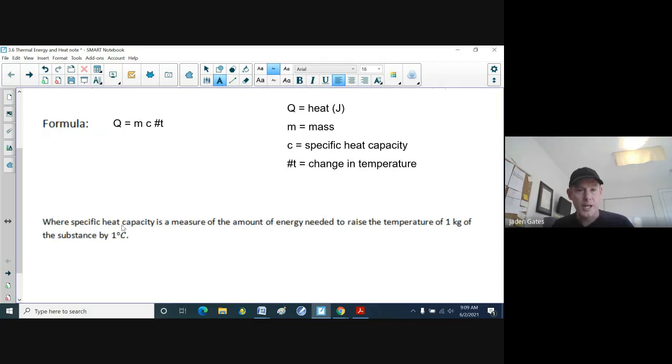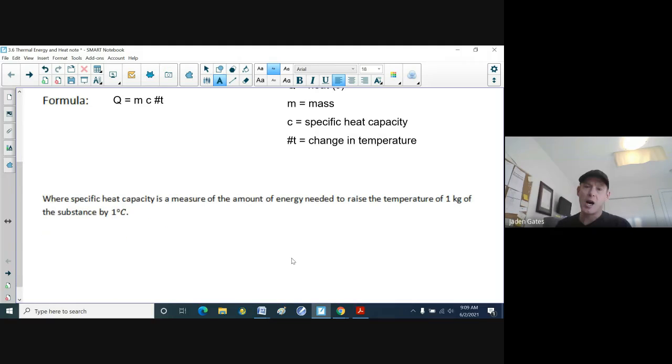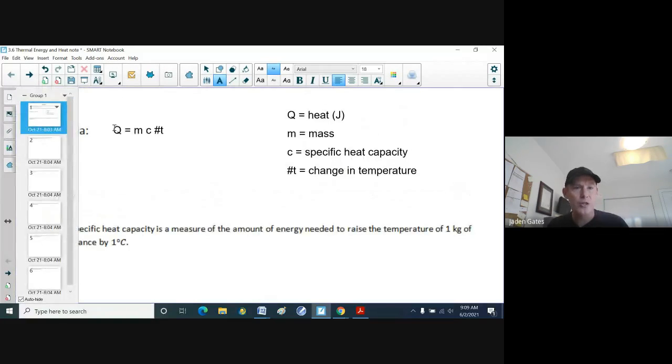Now the specific heat capacity, as I mentioned, is a measure of the amount of energy needed to raise the temperature of 1 kilogram of the substance by 1 degree. So the higher your specific heat capacity, the more energy is needed to heat that object up. All right, so let's try a few questions here.